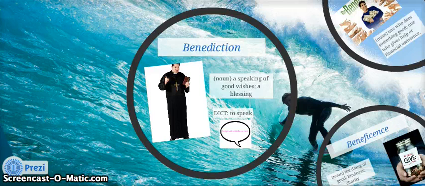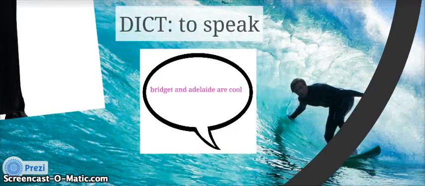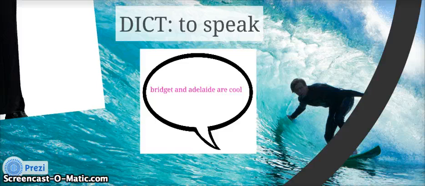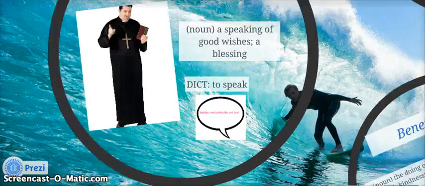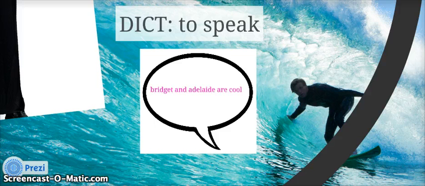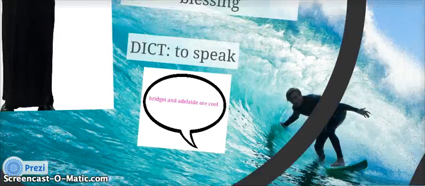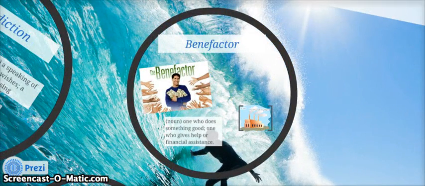And then make sure you highlight your roots. Dict, to speak. Here we've got a little speech bubble to help you remember that. Just like over here we had our priest help us remember the blessing, right? So here, Bridget and Adelaide are cool. Bridget and Adelaide would be even cooler if they remembered to capitalize their names, but they're still pretty darn cool because this is a pretty good way to help us remember the root dict, to speak. You might draw that in your roots book there.